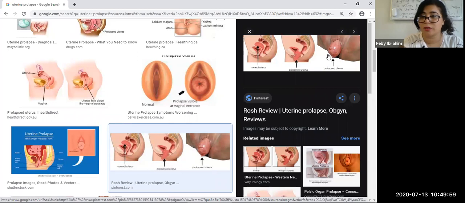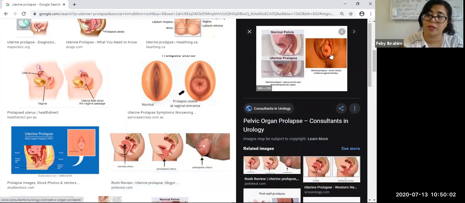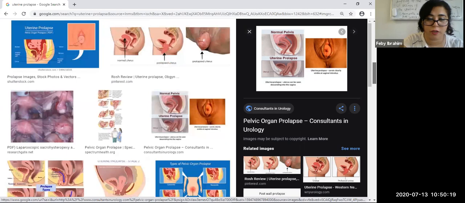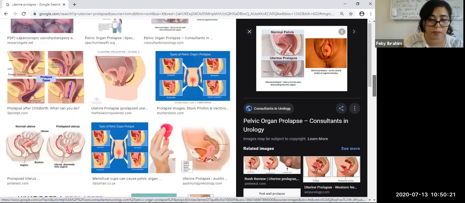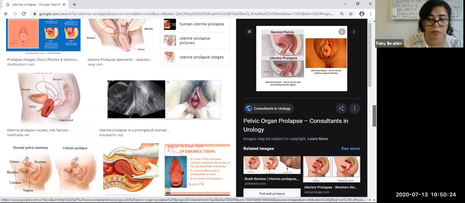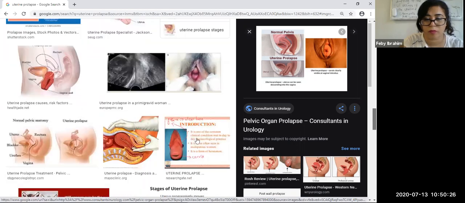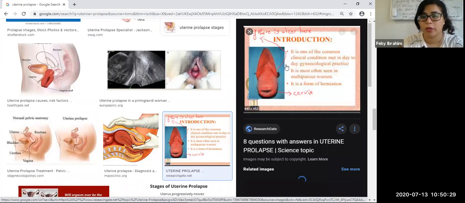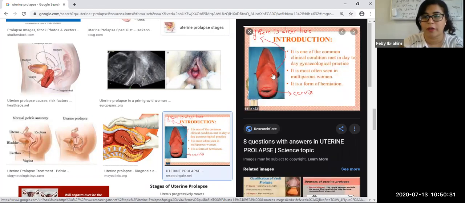Look at this one here. Do you remember when I drew for you the cervix in cross-section? See how the cervix area is out of the vagina, because this is called uterine prolapse, pelvic organ prolapse. Let me try to see if we have other images. Look here at this one. The cervix area, the whole uterus is out of the vagina.